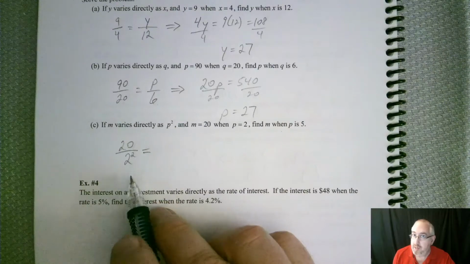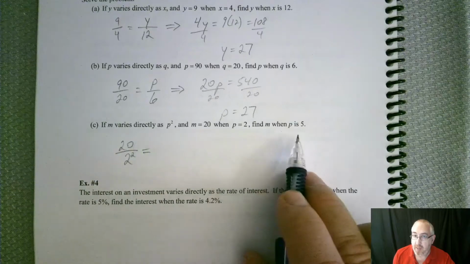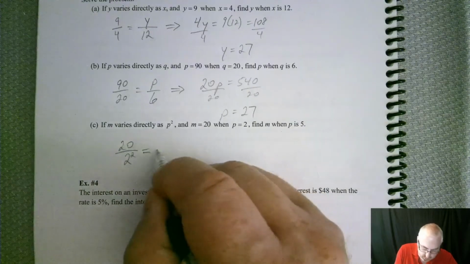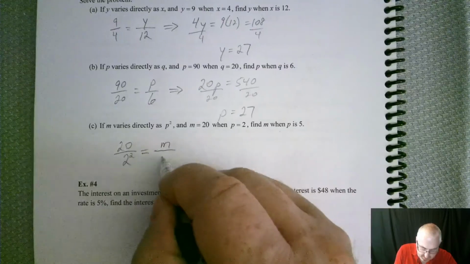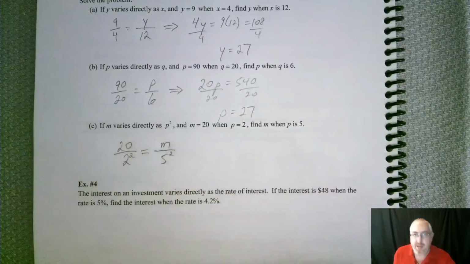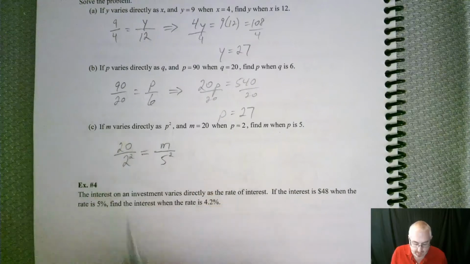So now what should the right side look like? Find m when p is 5. So we don't know m, and m was on top. 5 should be on the bottom, but yeah, we got to square that one too. And now we have our formula that accurately represents the statement.